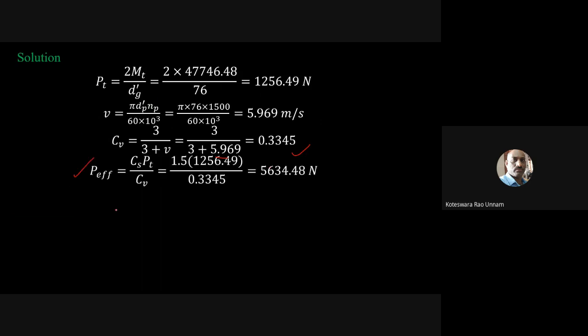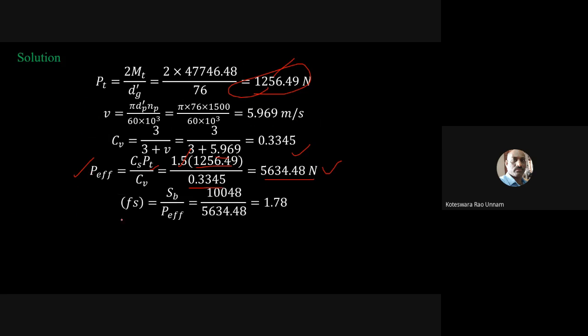Then you can calculate your effective load. Effective load is CS by CV into PT. CS is 1.5, PT is 1256.49 newtons, and CV is 0.3345. If you substitute it, you get 5,634.48 newtons. Once you have P effective and SB, you can easily calculate the factor of safety.